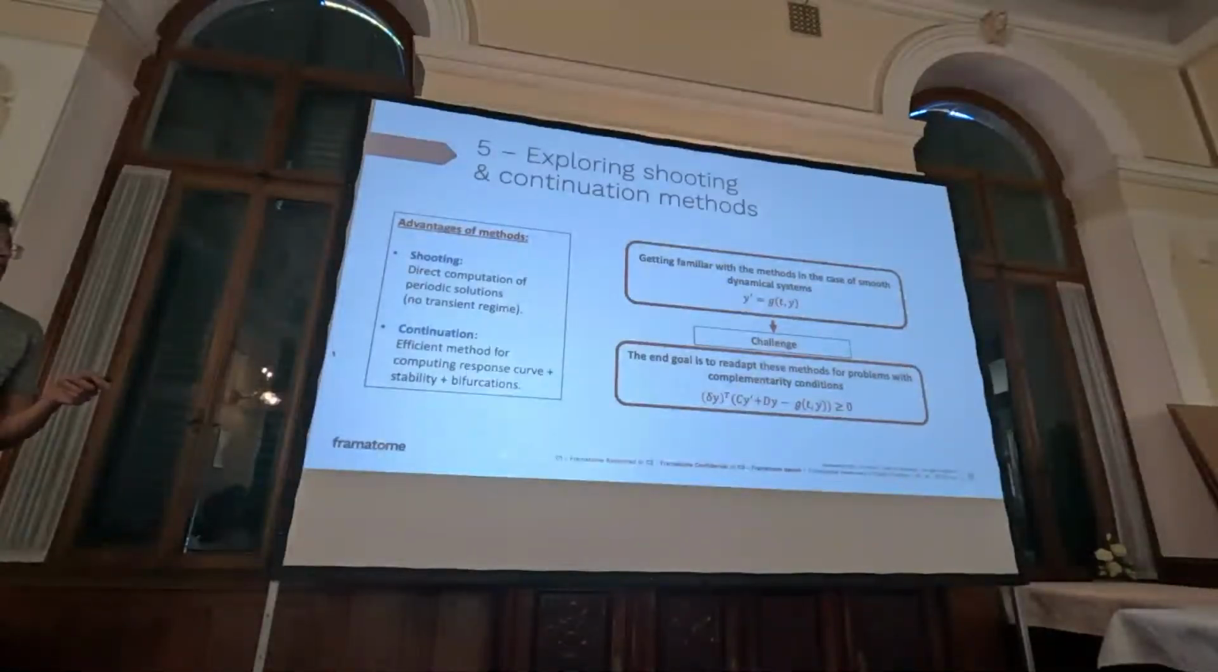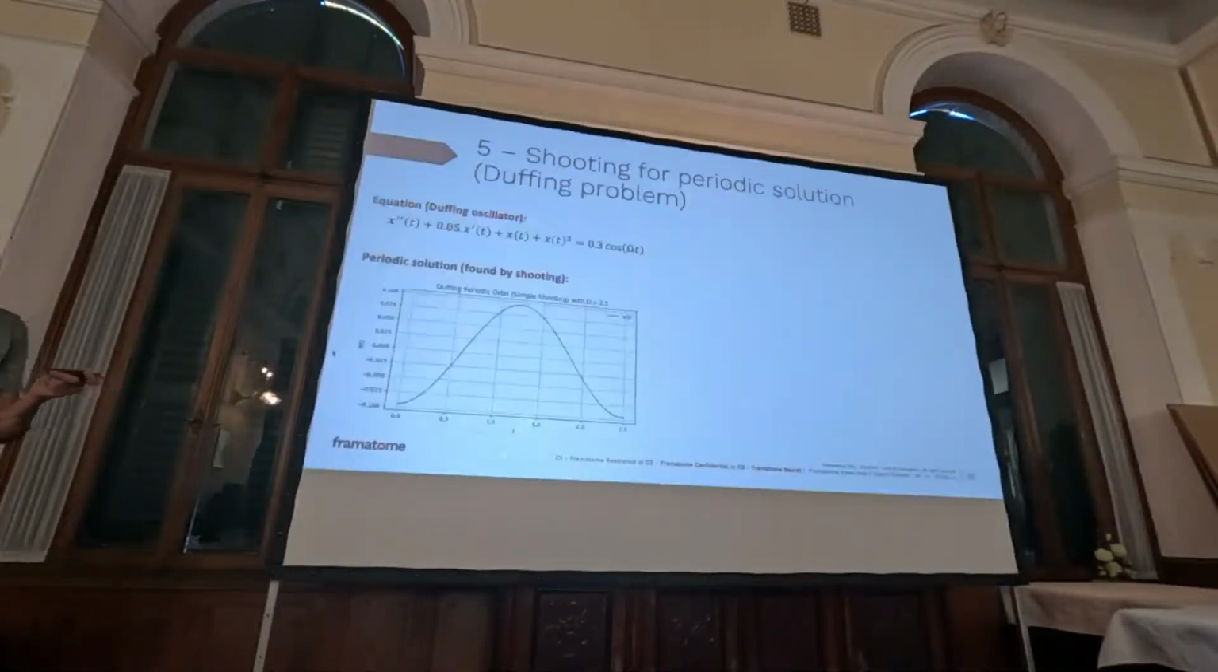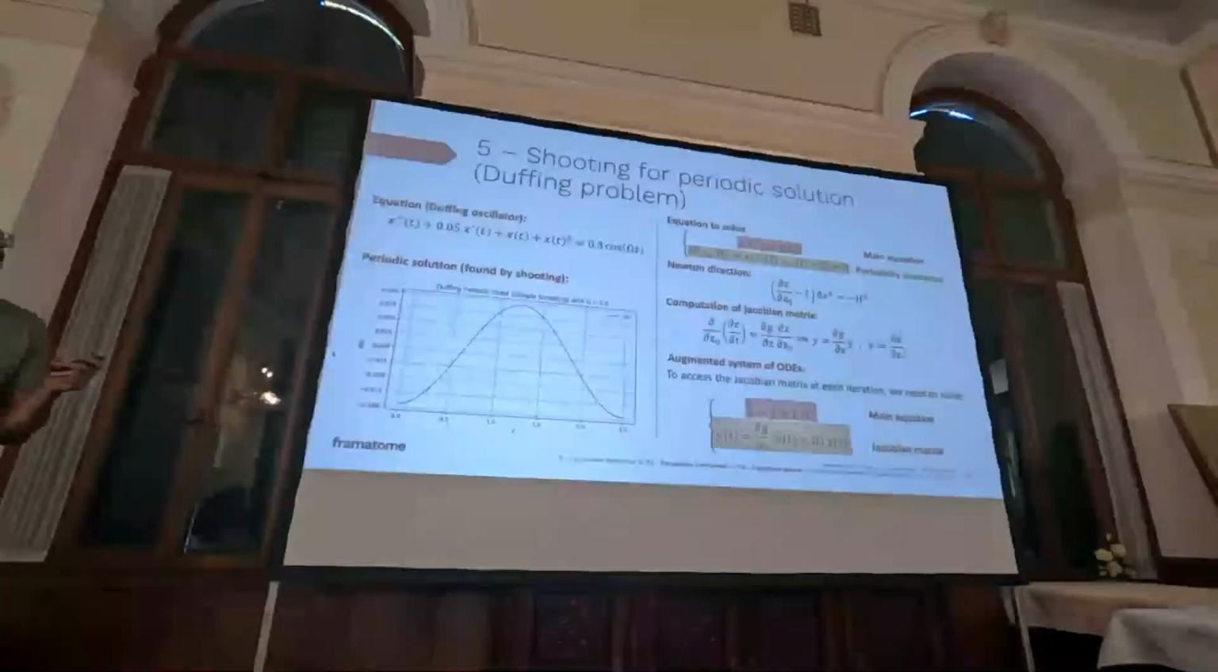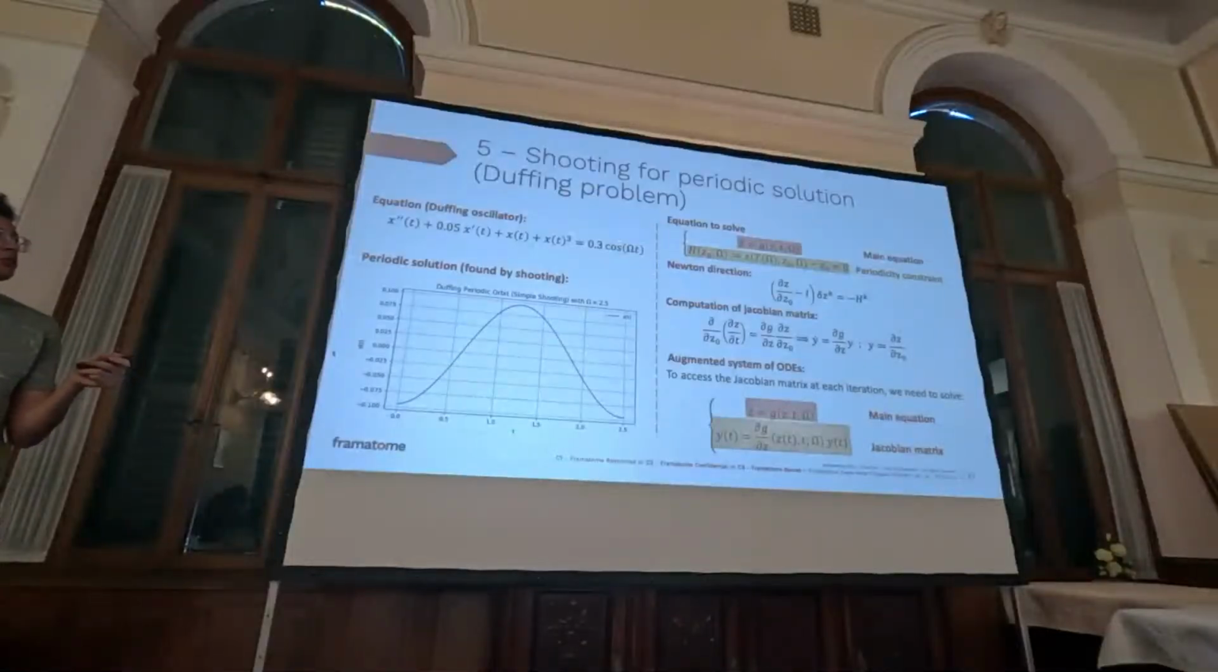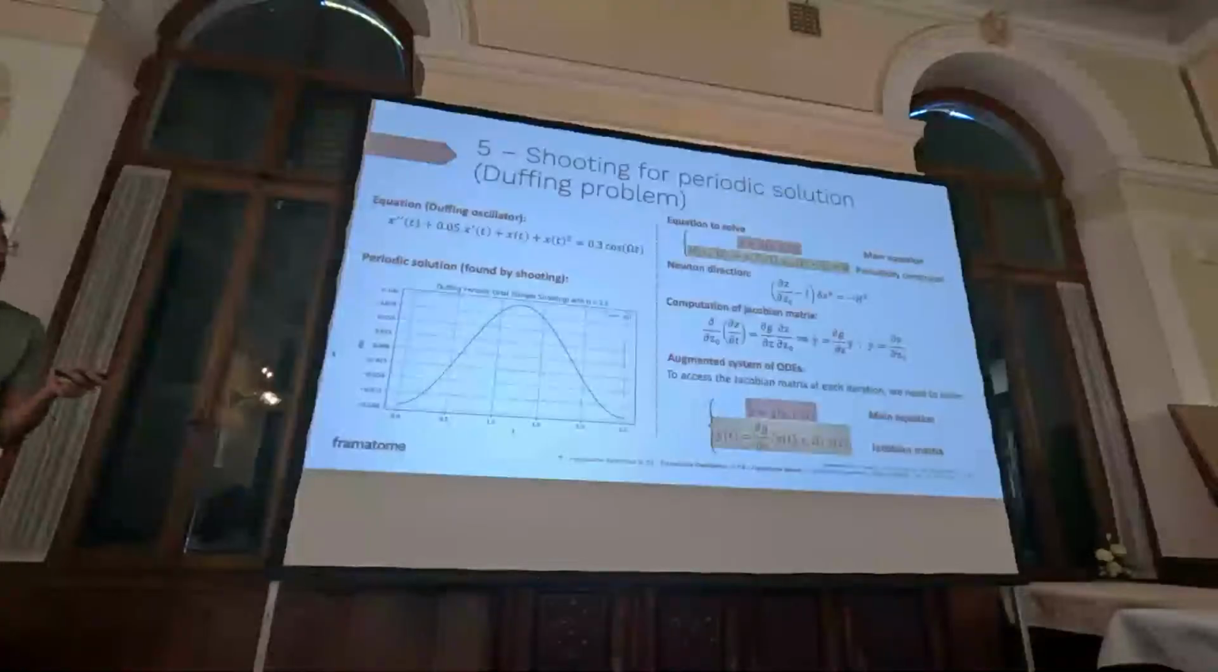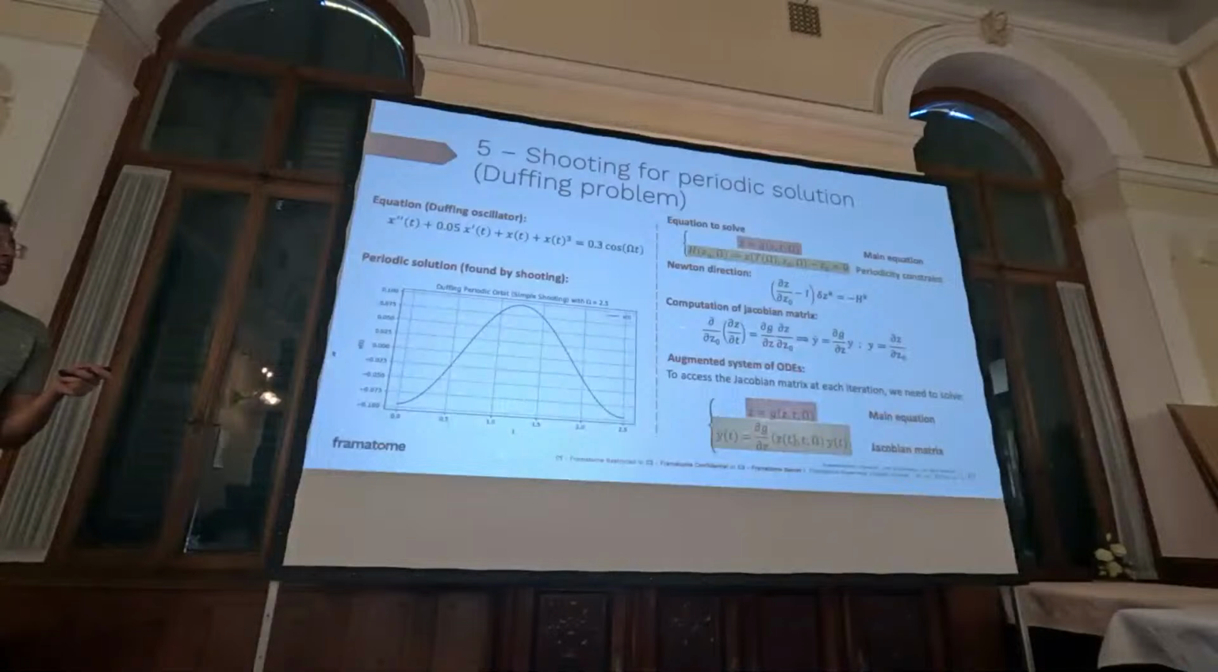So, that's the problem that we aim to study, because the tools are only defined for smooth dynamical systems and not for a linear complementarity problem like in the beam problem. So we start with the Duffing example, and the equation that we try to solve with the periodicity constraint that we try to cancel, and through it we extract an augmented ordinary differential equation through the Jacobian around the initial condition.